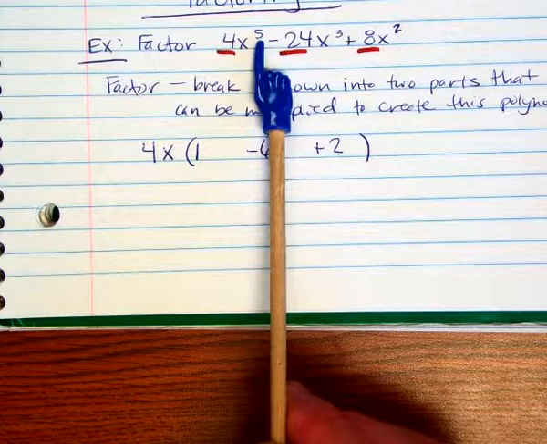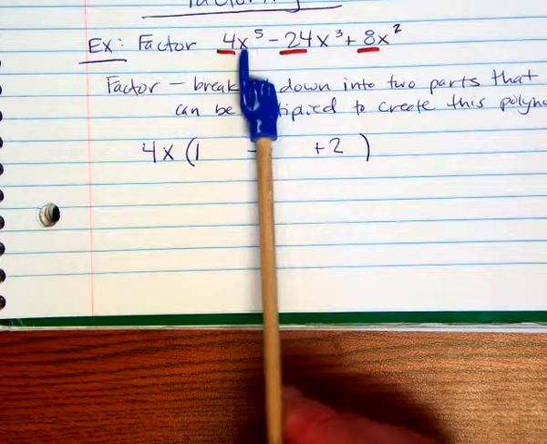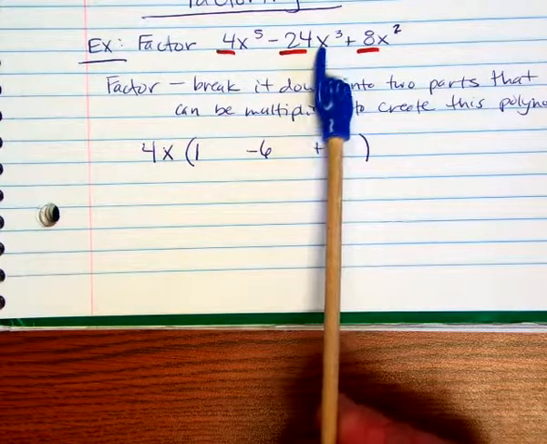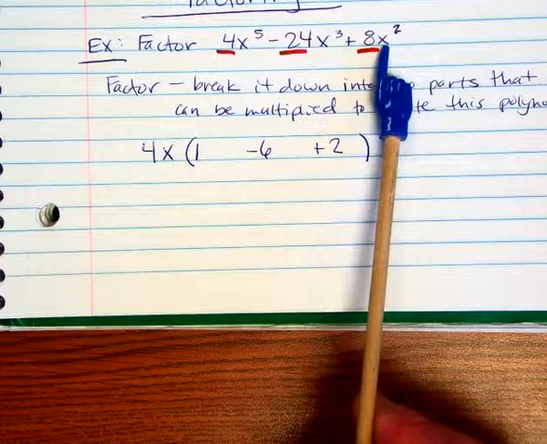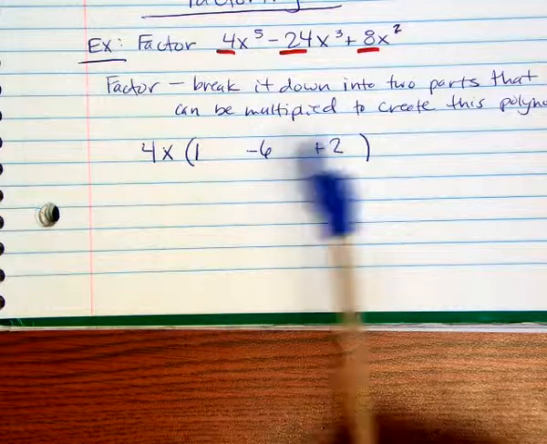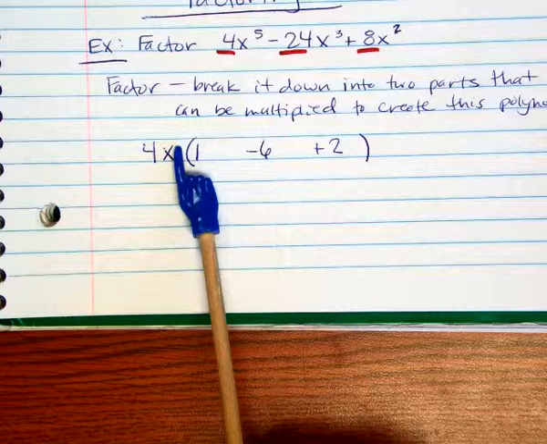X to the 5th means x times x times x times x times x. There are 5 x's multiplied together. Here there are 3 x's together. Here there are 2 x's together. If I want to look for what they have in common that I can take out, I have to ask myself, what exponent can I write here?